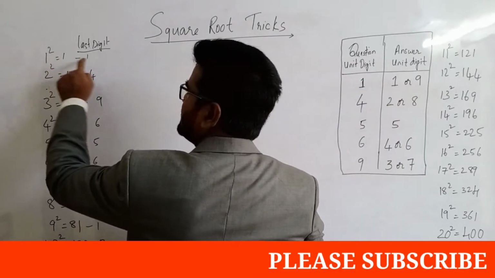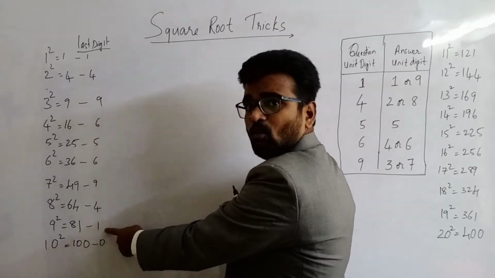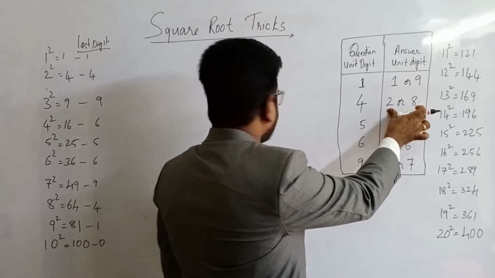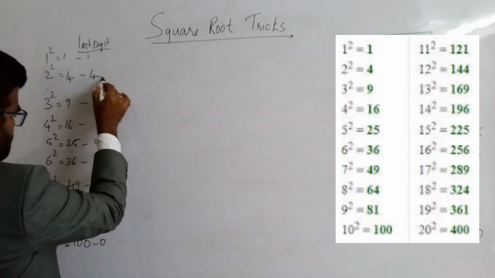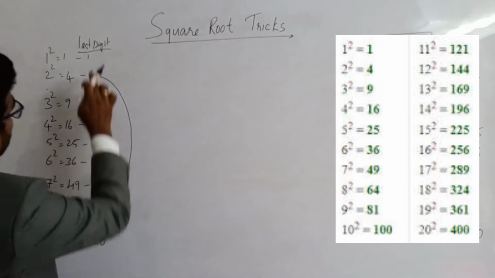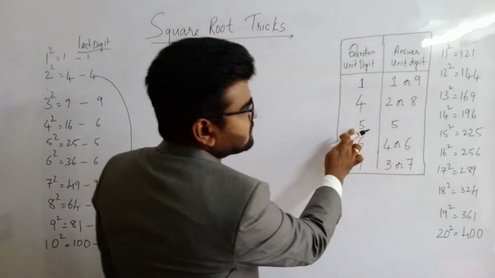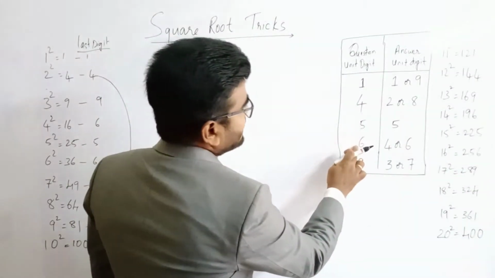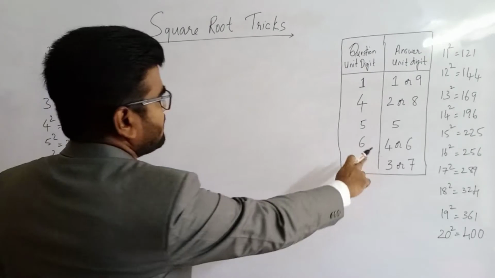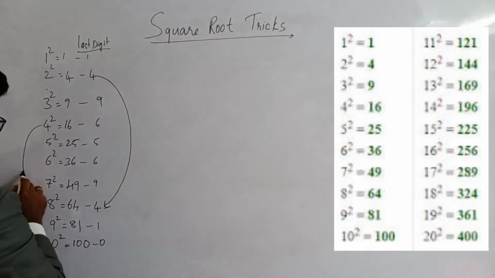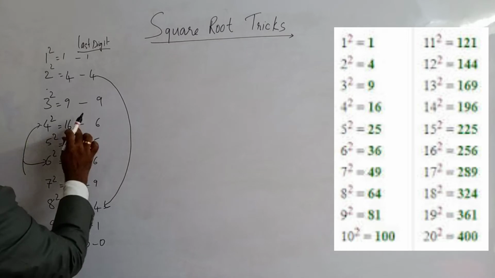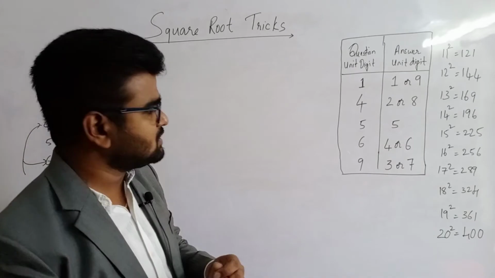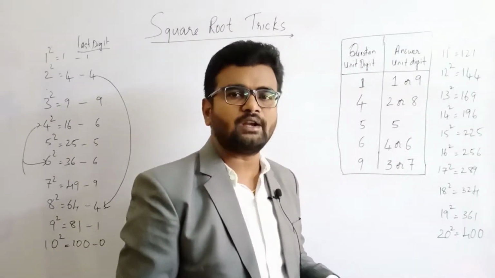If the number ends with 1, the answer might end with 1 or 9, because if it is 1 the unit digit is 1, and if it is 9 the unit digit is 1. If the number ends with 4, the answer might end with 2 or 8. If it ends with 5, the answer ends with 5. If it ends with 6, the answer ends with 4 or 6. And if it ends with 9, the answer ends with 3 or 7. If you remember this, it's very easy to find any square root.